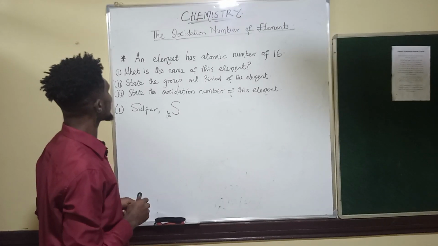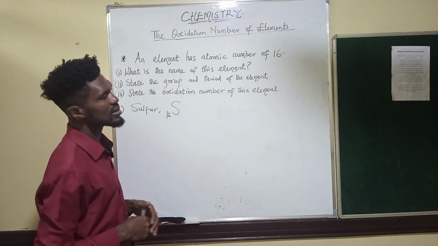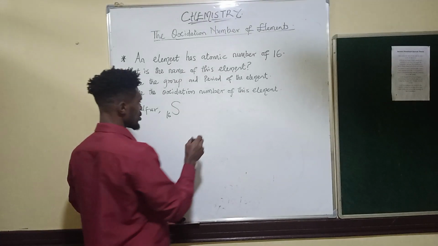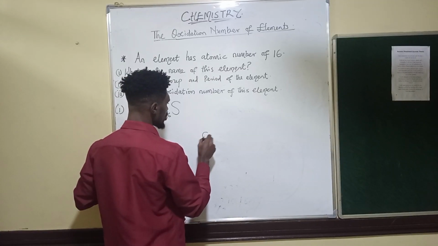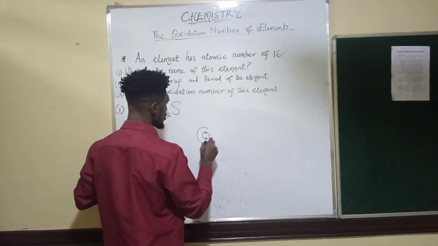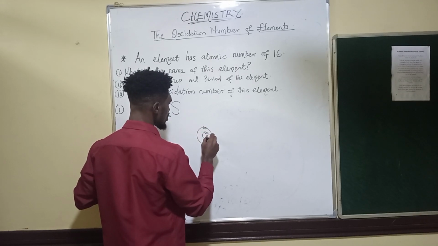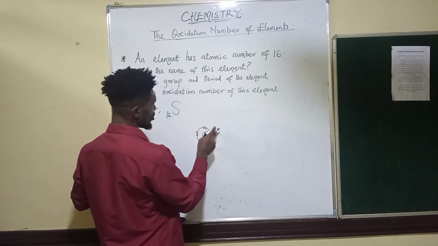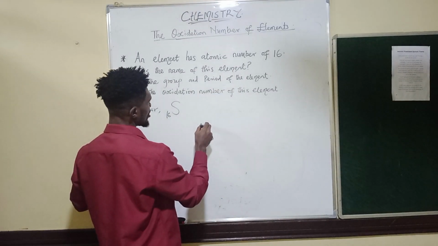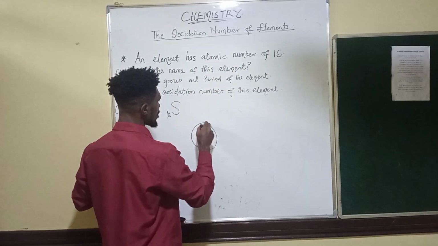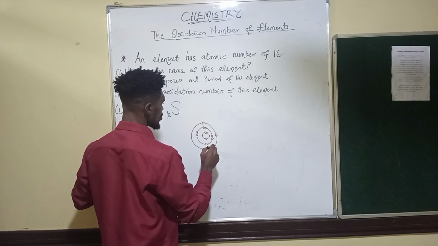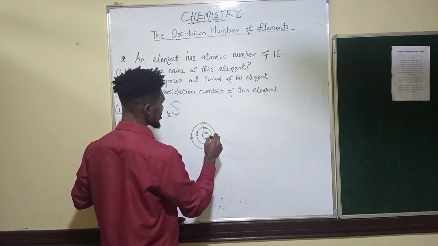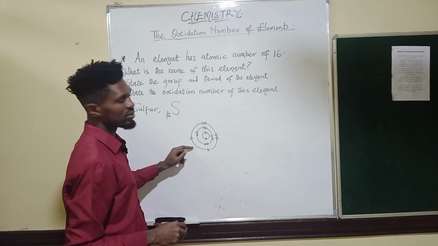The second one is what? State the group and period of the elements. For us to state the group, we have to draw the electronic configuration, and then the first shell takes 2, second one will take 8. So we are going to 16. 16 minus 10 will give us 6. 1, 2, 3, 4, 5, 6. So we have 6 electrons in the outermost shell.